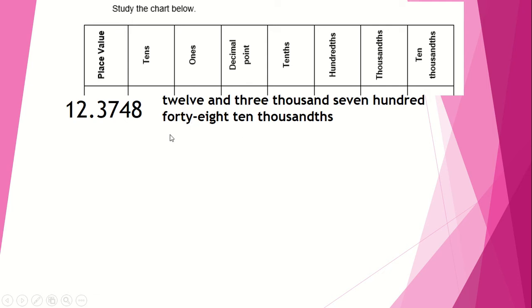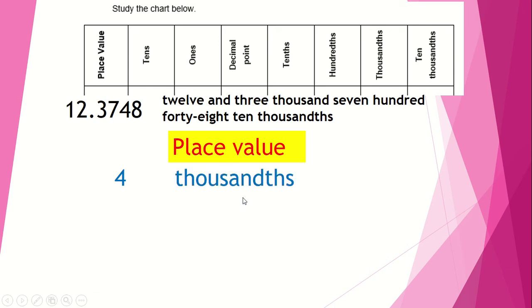Okay? So what is the place value of 4? We have the 4 here. Here's the decimal point. You will write 3 here, 7 here, then 4 here. So the place value of 4 is thousandths. How about 3? It comes after the decimal point. If we have the decimal point here, we have the tenths here. The 7, we have the hundredths.